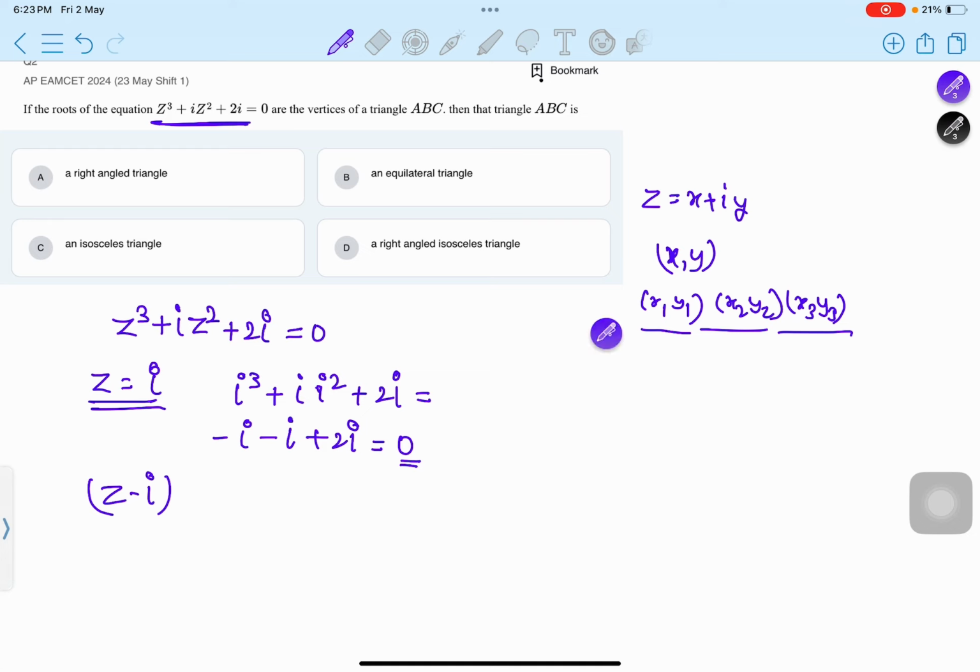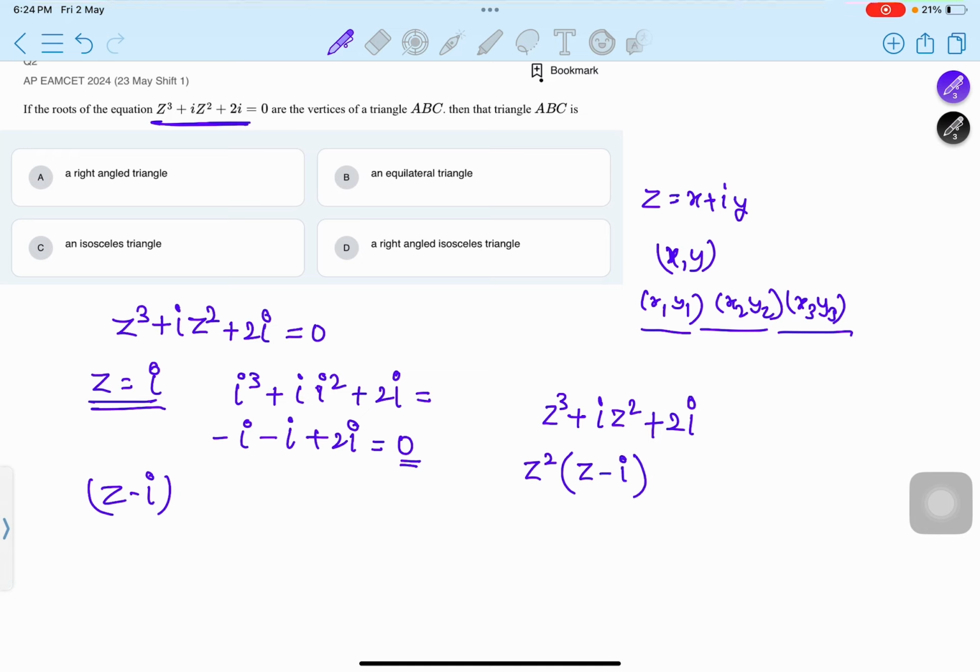So apply it like this: z³ + iz² + 2i. Since z − i is one root, apply that condition and convert to z − i. Taking z² common, we convert it to z − i.